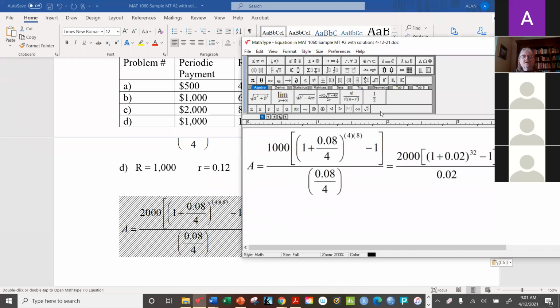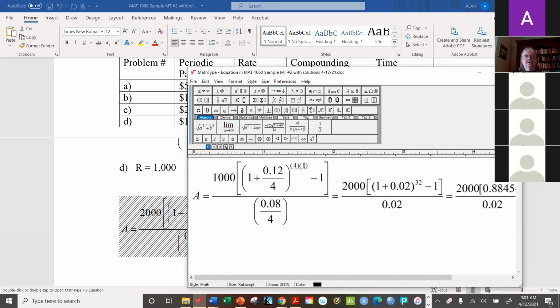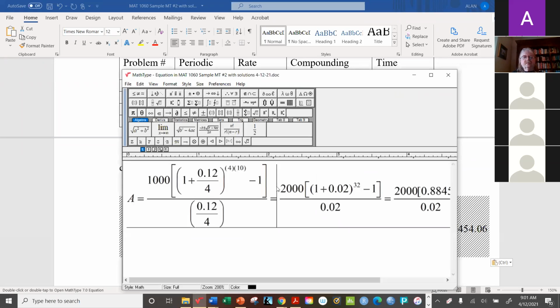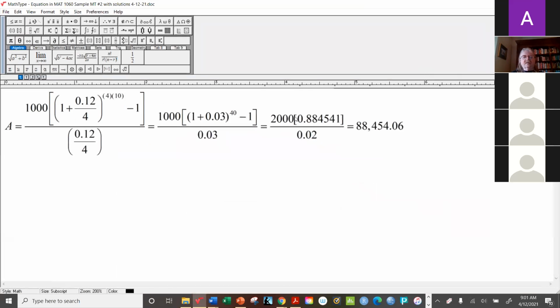Okay, so 1,000 for R, 12% for lowercase r. This is, again, quarterly compounding, but this time it's 10 years. And then here we have 12. Okay, so what do we have now? Now, 12% divided by 4 is 3%. The exponent, though, is 40 now. So where does that leave us?